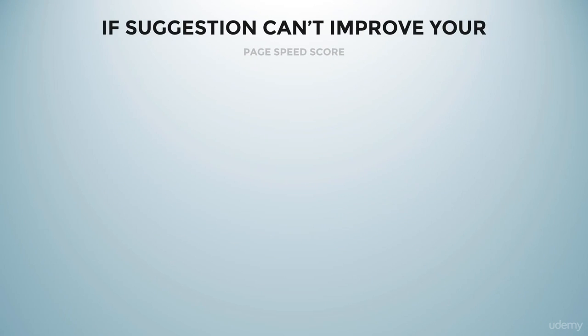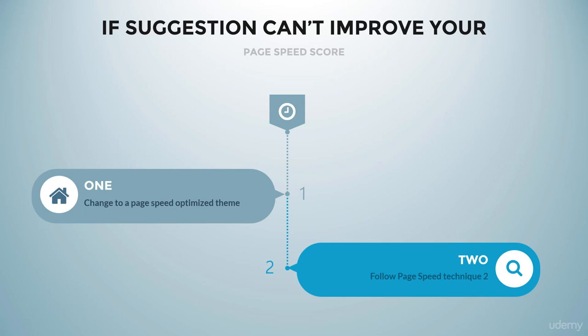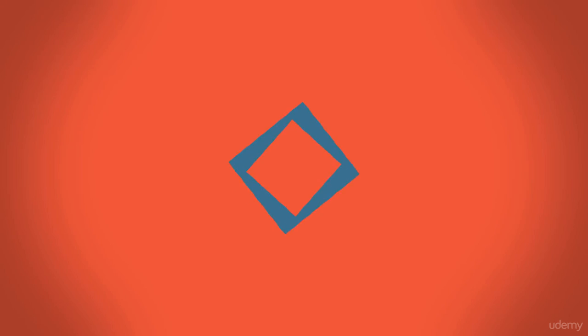If those suggestions too can't improve your score, then you're left with two options. 1. Change to a page speed optimized theme. 2. Follow Pagespeed Technique 2, which means you need to buy that premium plugin if you want a better score for your poorly coded theme.